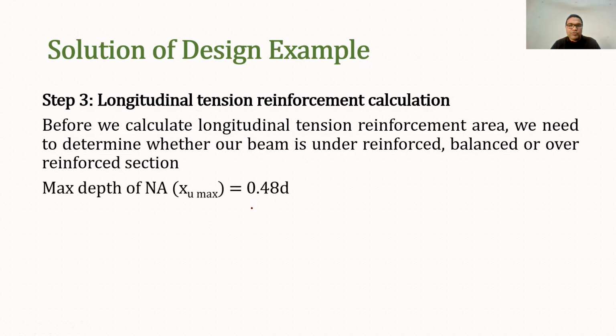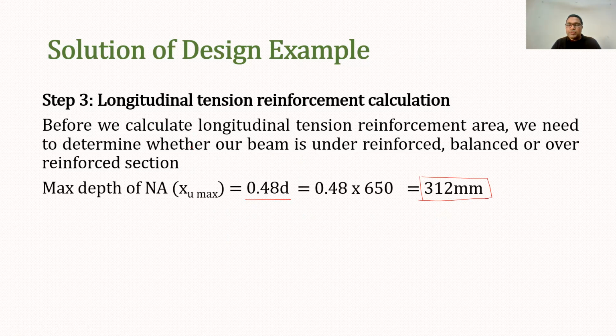So the maximum depth of neutral axis is 0.48 times d, which we have found from the IS code, and putting the value, we get the maximum depth of neutral axis as 312. Now we have found the value of xu max. Now we have to find out xu.